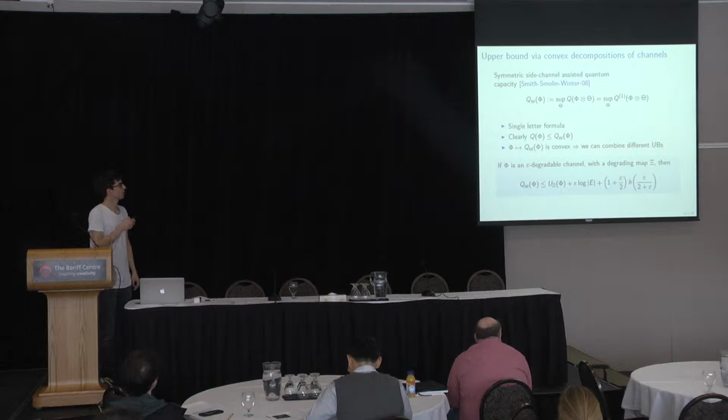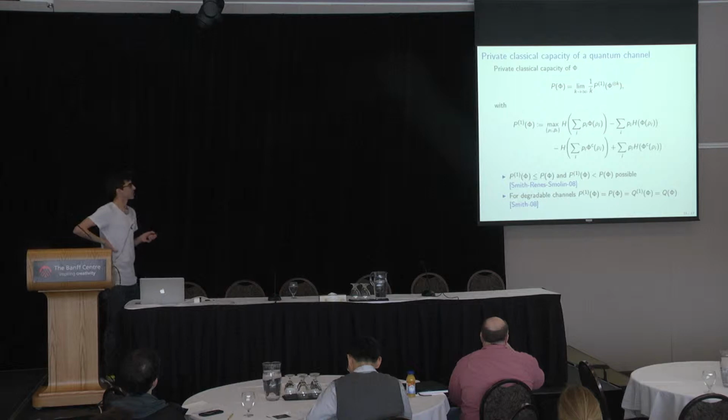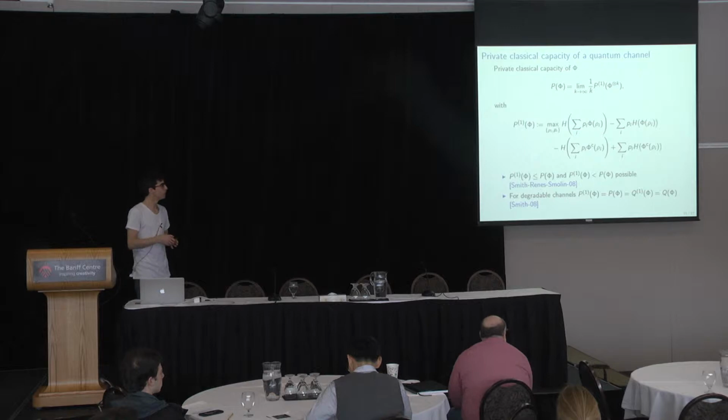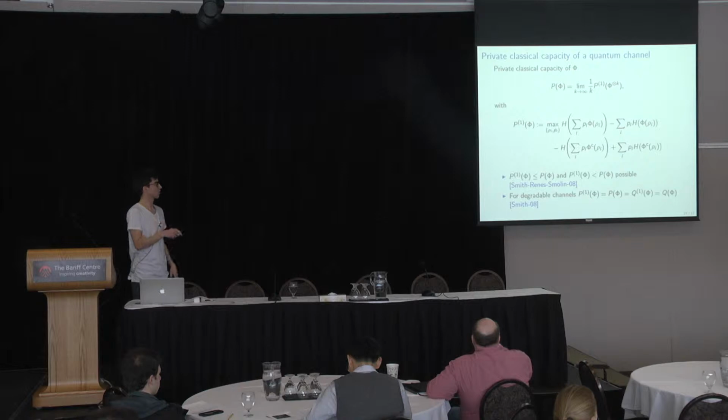Okay. So if there's time, let me spend a few minutes on other capacities. So far, I only spoke about the quantum capacity of a quantum channel, which indicates how much quantum information you can reliably transmit over a channel. Another capacity that suffers more or less the same drawbacks as the quantum capacity is the private classical capacity. This capacity tells us how much classical information we can reliably transmit over a quantum channel asymptotically, in the sense that it's also secure. In the sense that Eve cannot get any information about the message that was sent.